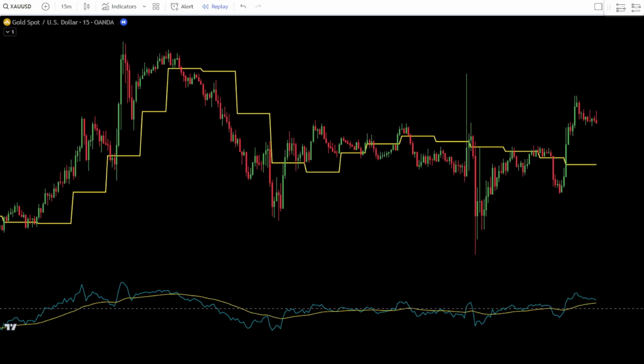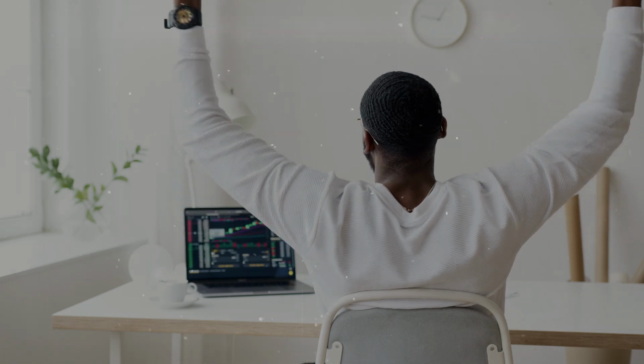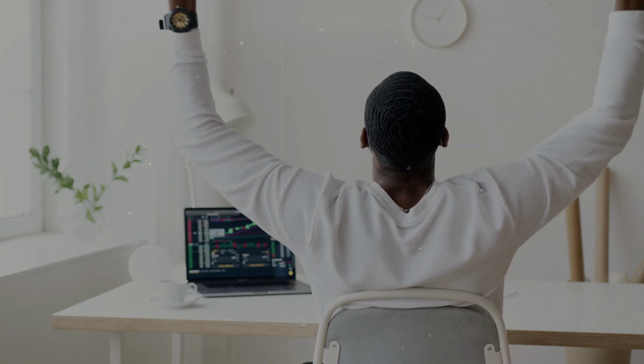Imagine if you could detect market movements before other traders do. This scalping method using the breakout trading strategy can make that possible.